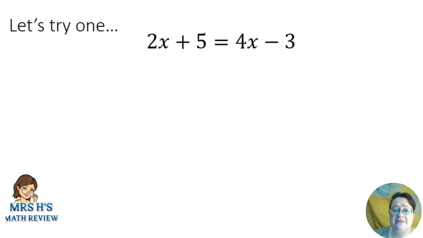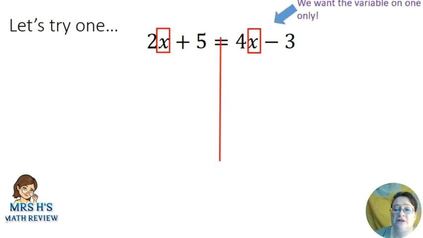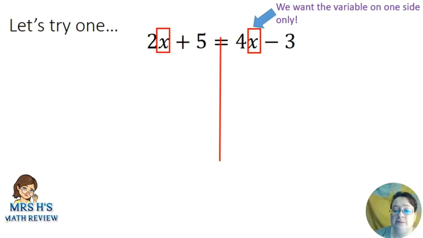2x plus 5 equals 4x minus 3. The first thing I'm going to do is box in my variable, but I've got two variables, one on each side. Both have x. Then I'm still going to draw my line down the middle. I want my variable only on one side. So the first thing I'm going to do is get rid of that 4x on the right. It's positive on the right, so I'm going to subtract 4x from both sides, and that's going to get rid of it on the right.